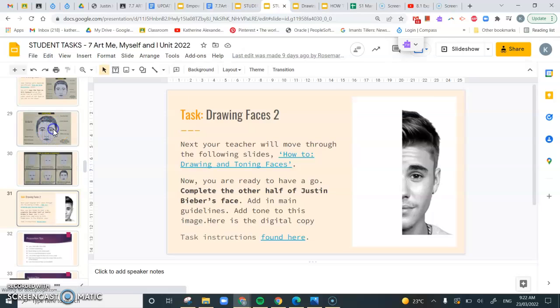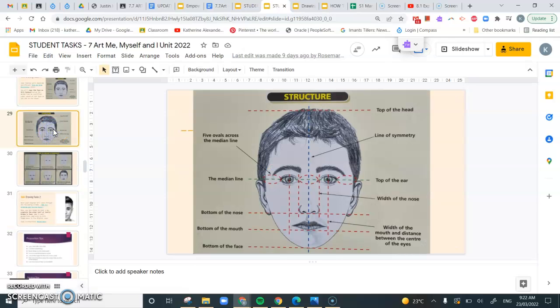So if we just backtrack to drawing our faces, we copied this face and we used the construction lines, which are all the dotted lines you see over this face, in order to construct the face. We had the line of symmetry, top of the head. We used the hairline as well. Eyes, nose, mouth, and chin. And you can see the pupils to the edge of the mouth and the edge of the eyes to the nose. So that was the Year 7.